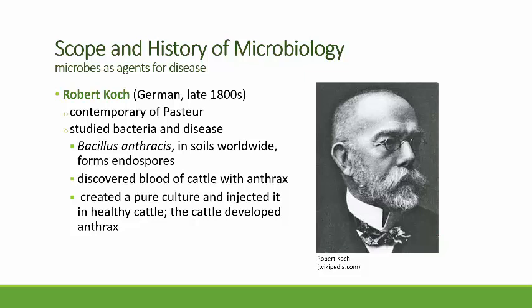And so he isolated the Bacillus anthracis from the blood, created a pure culture of it, and then went and injected it into healthy cattle. And what he found was he could induce anthrax in those cattle. And so using this technique, what we now refer to as Koch's postulates, he was able to very convincingly show that Bacillus anthracis is the responsible microbe for causing anthrax.